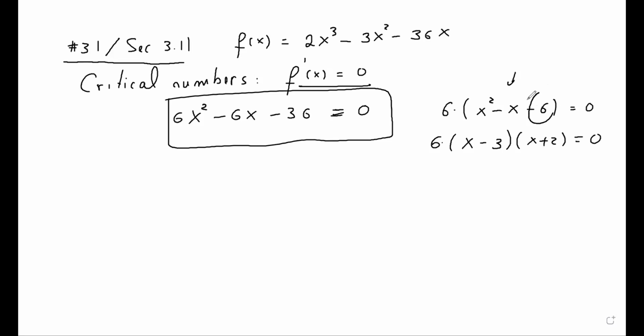If we simply look at -6 over here, -3 times 2 should be -6. So that's going to give you a hint of what these numbers here should be, -3 and 2. All right, so with that being said, the solutions are x equals 3 and x equals -2. So these are the critical numbers.